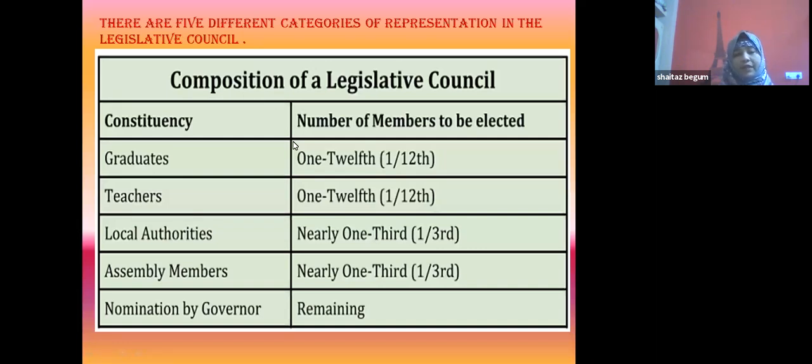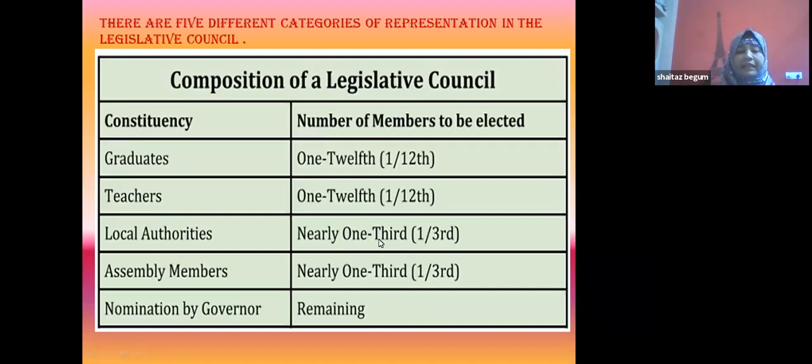Composition of Legislative Council. Let us see how members are differently represented in the Legislative Council. There are 5 different categories of representation in the Legislative Council. As you can see here in this slide, the first representation is from graduates. 1/12 of the total membership is elected by an electorate of graduates or university graduates or others possessing the same or equivalent qualification. Next, 1/12 to be elected by an electorate of teachers or those in higher institutions.